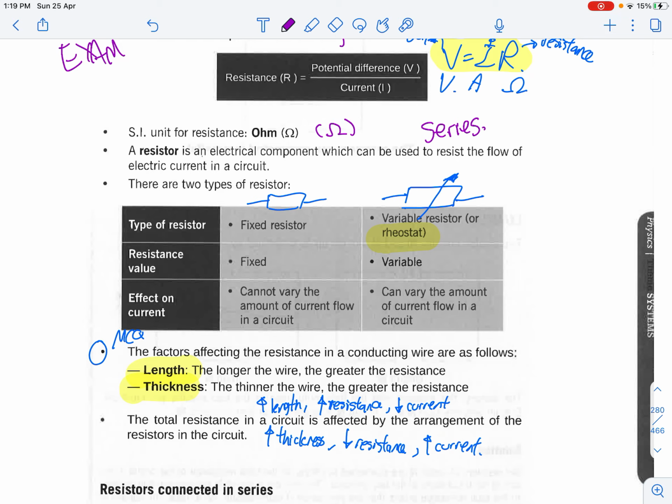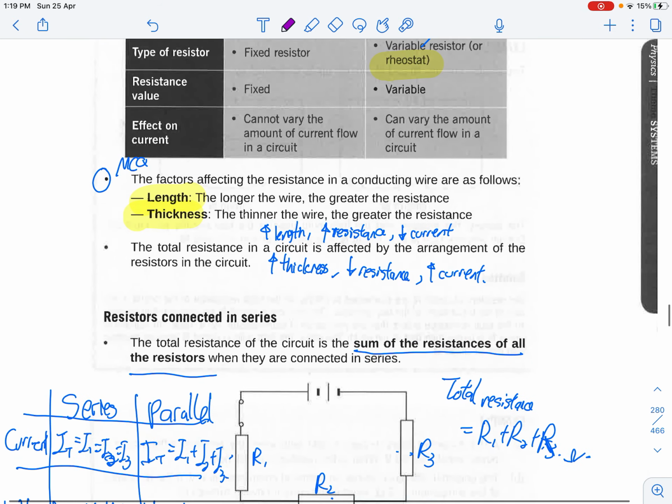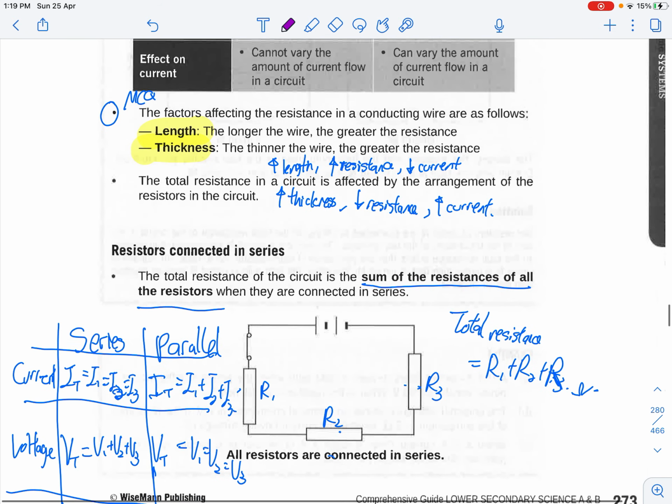For example, in the household, when you want to adjust the speed of your fan, that is an example of a variable resistor. So these are some ways in which resistance can be varied. Another thing to note is that the resistance of a wire is influenced by two main things: the length of the wire as well as the thickness. Thickness meaning how large the cross-sectional area of the wire is.